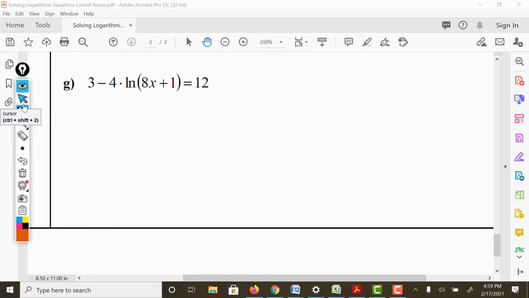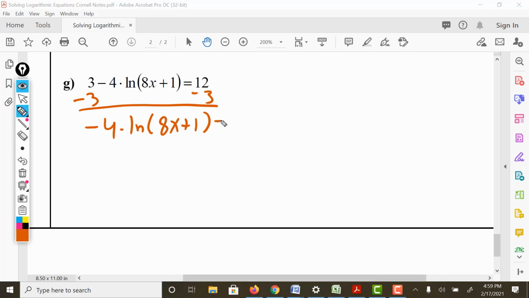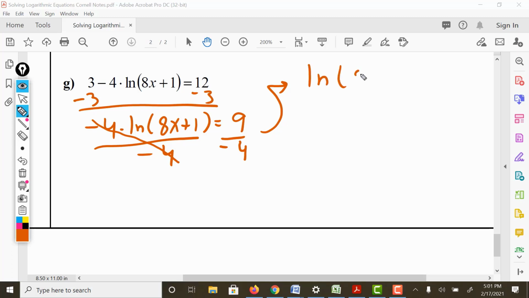Finally, g. Because this is a nice decimal, I'm going to go ahead and actually make it a decimal. There's no rounding right here. It was actually negative 2.25. Recall that this is base e.